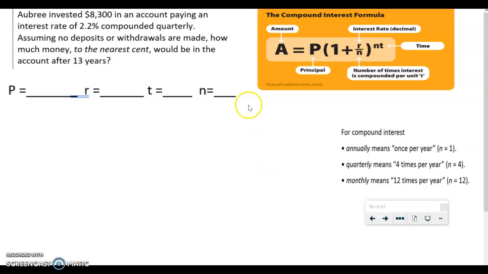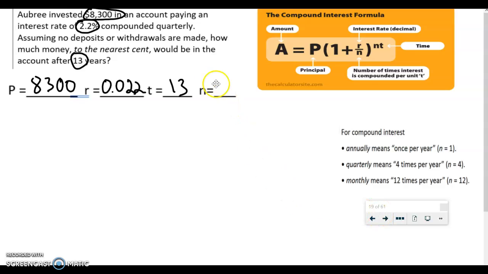Okay, so first we want to find these 4 things. The principal, which is the amount that we start off with, $8,300. We want to find the interest rate, which is the 2.2%. We're going to convert it to a decimal by moving it 2 places to the left. We're going to find the time, which is the total amount of time, 13 years. And then we're going to find the N, which is the number of times it's compounded. Since it says quarterly, it is compounded 4 times.